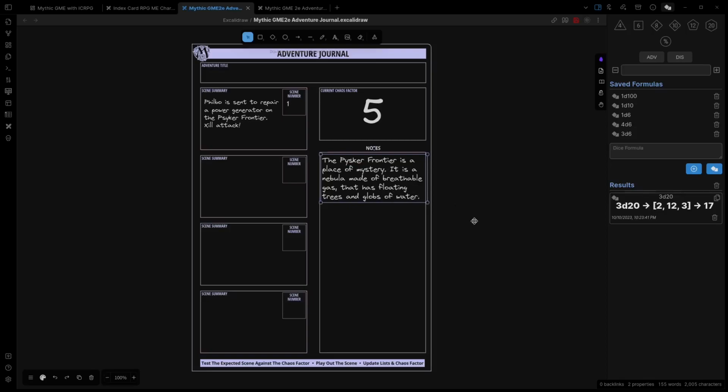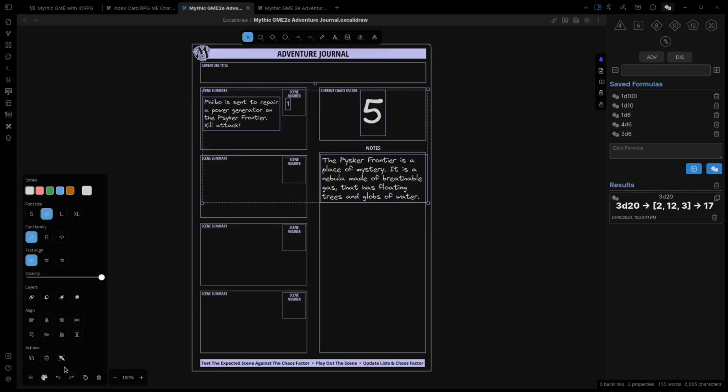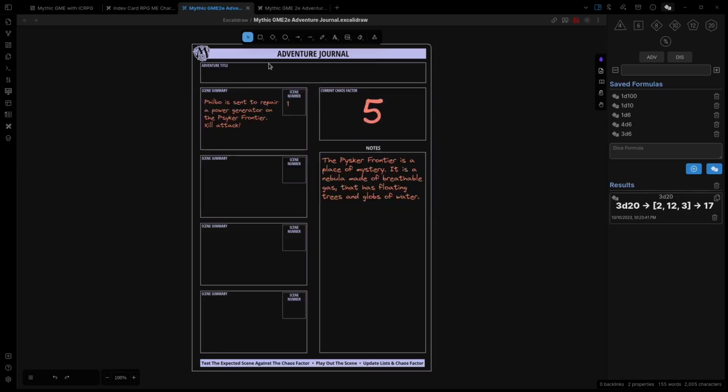Cool. So let's change all this color so it's a little bit easier to see. Green, red. I like red. So we don't know what this adventure is yet. I like to do that at the end of the adventure. So, sent to repair a power generator on the Psyker frontier.